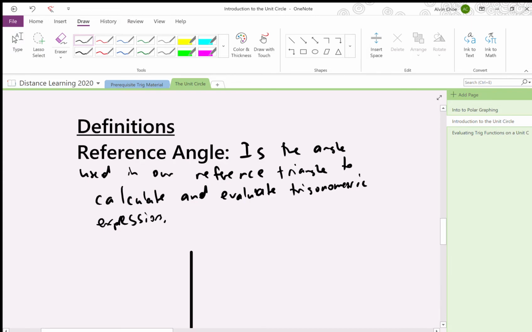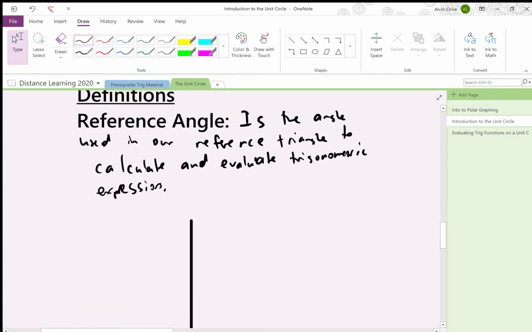Now, there is a defined value that your reference angle can be. Your reference angle has to be less than 90 degrees, greater than 0 degrees. You can also say that it is less than pi over 2 or greater than 0.